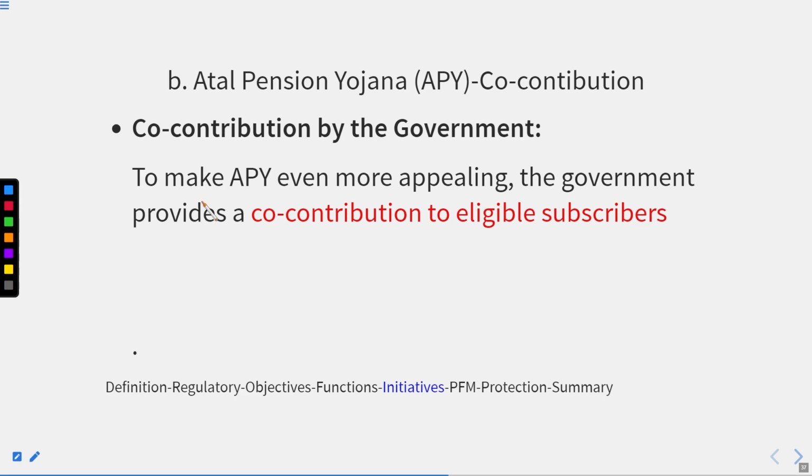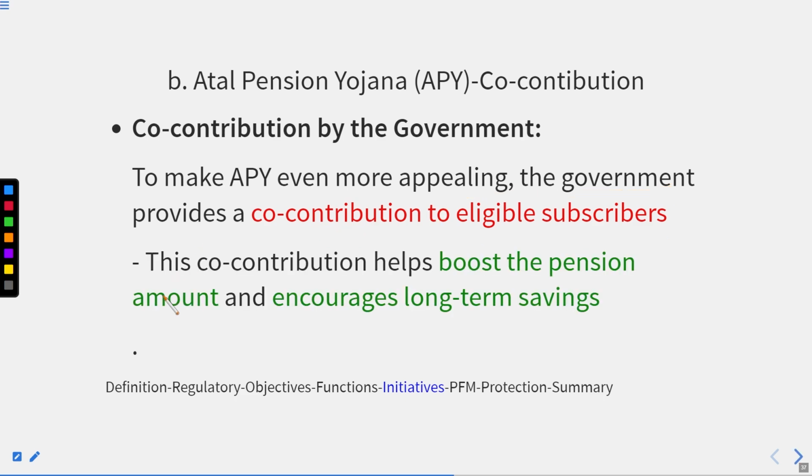So by virtue of this, the government also provides a co-contribution to the eligible subscribers. Okay, the people who fall under the category of eligible subscribers get a contribution from the government too. This co-contribution helps boost the pension amount and encourages long-term savings. Okay.